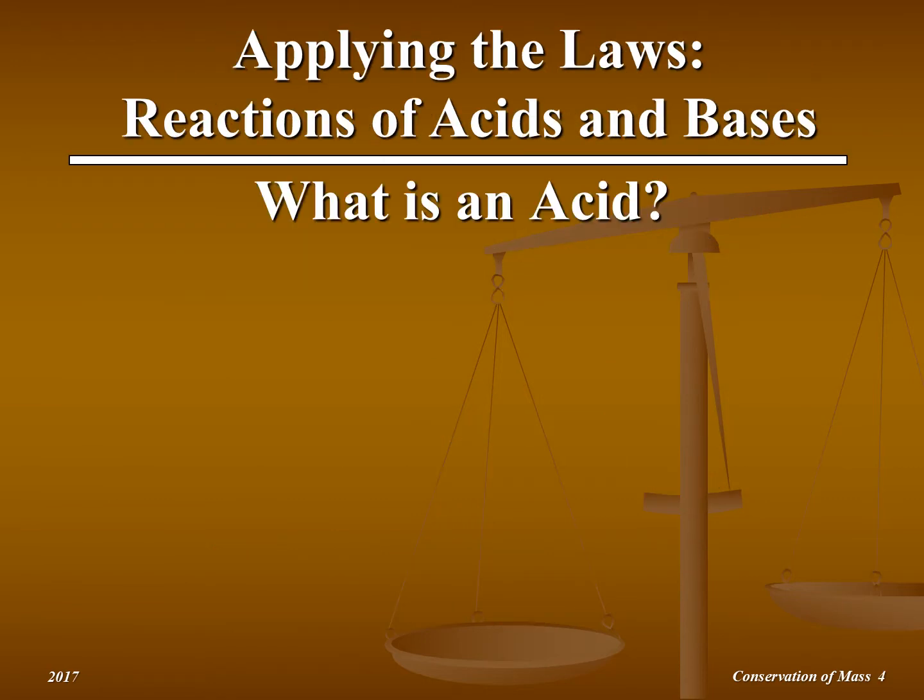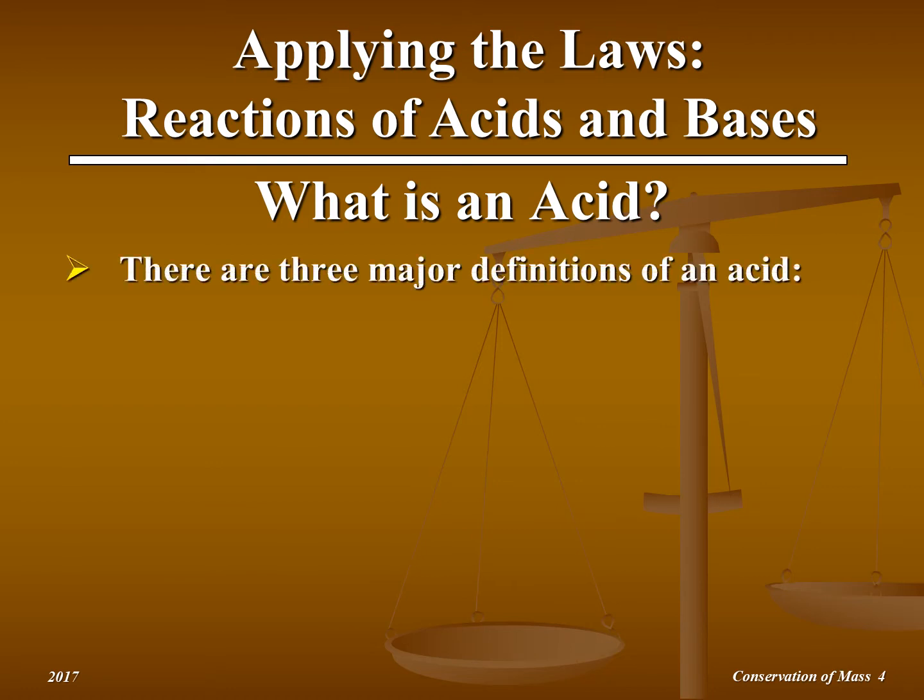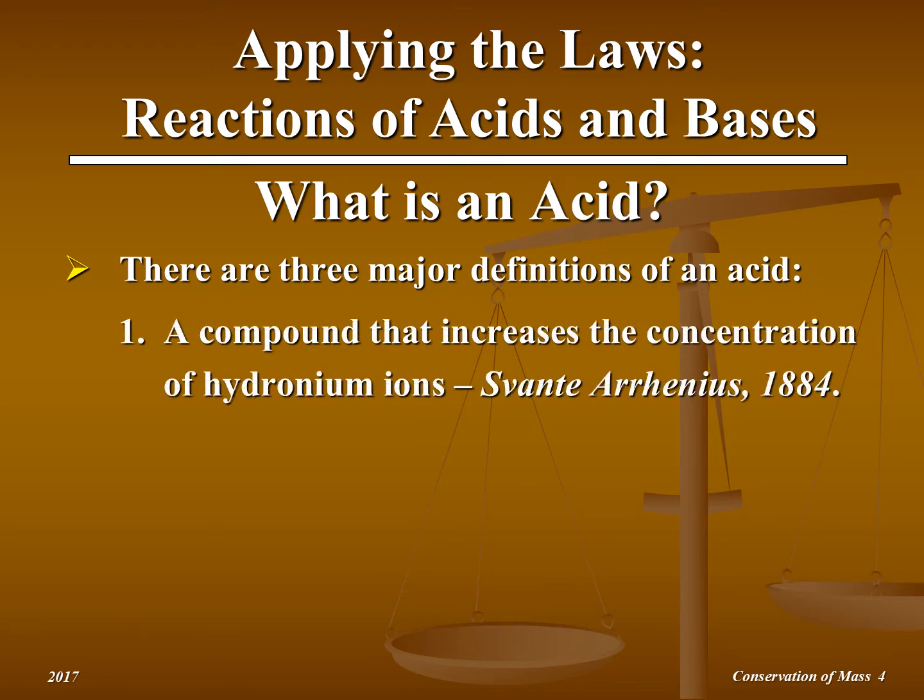Now let us apply and test the two laws by using an acid-base reaction as an example. There are 3 major definitions of an acid, and research scientists today still use these definitions depending on the type of reaction they are investigating. The first, and most commonly used definition was reported by Svante Arrhenius in 1884. His definition states that an acid is a compound that increases the concentration of hydronium ions.